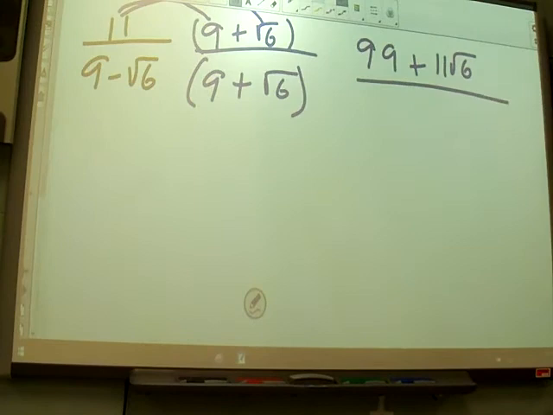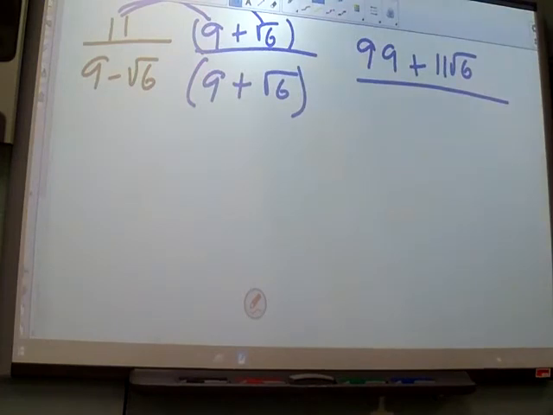Okay, now on the bottom, remember the math rule is I can't leave a radical on the bottom. So what we're expecting to happen is that those square root of 6s are going to cancel themselves out. So that's 2 binomials on the bottom, so I'm going to do my FOIL.